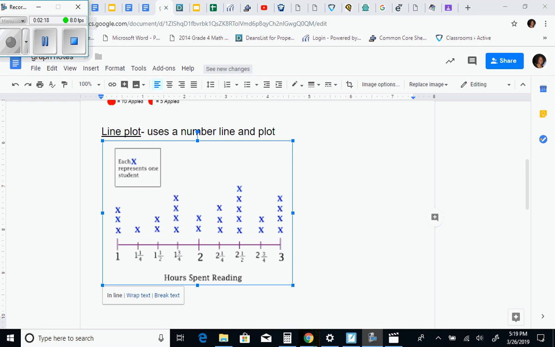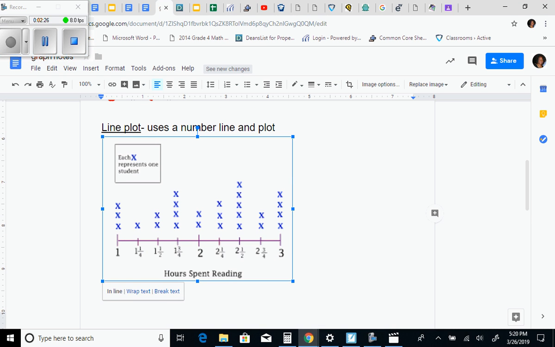So here we have what's called a line plot, an example of one. This is about hours spent reading, if you look here. And so in this line plot, it uses a number line and it plots it. It uses X's or sometimes dots, or you might see stars, but it just uses the same form of something. So here you can see that these numbers here represent the hours spent reading. The X's represent one student.